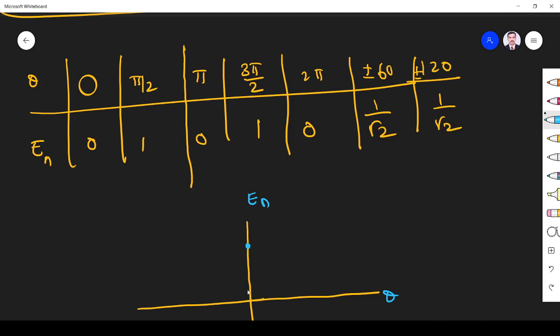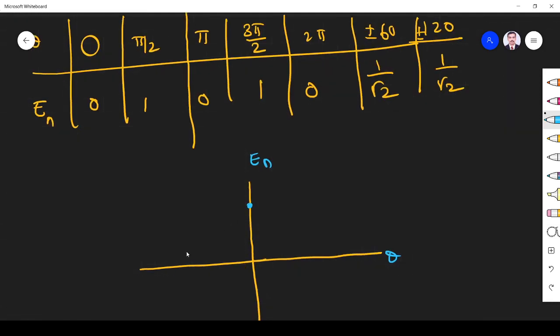Right? So this is what happens. It is 0. Theta varies from here to here, going like this, like that. So when theta is 0, it is 0. Fine. When theta is pi by 2, it will be 1. Theta is 90 degrees. When theta is equal to pi, it is 0. Fine. So theta is equal to 180 degrees. This is theta equal to 0 degrees. Here theta is equal to 90 degrees. Fine.